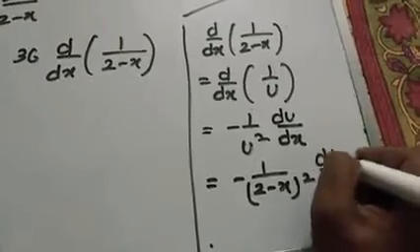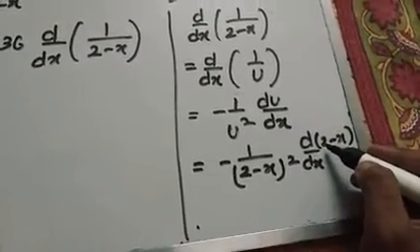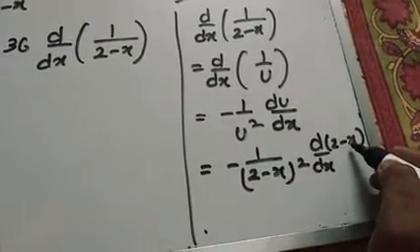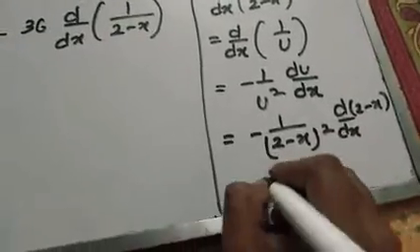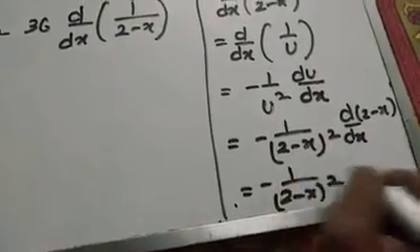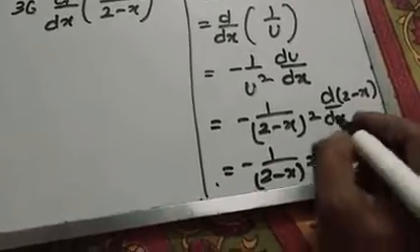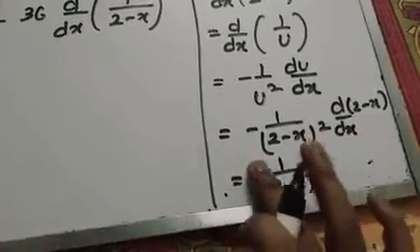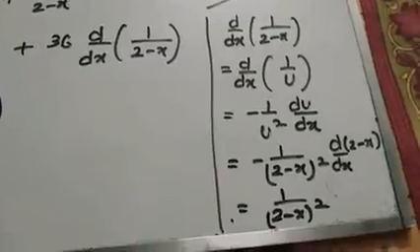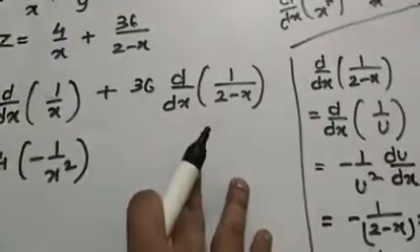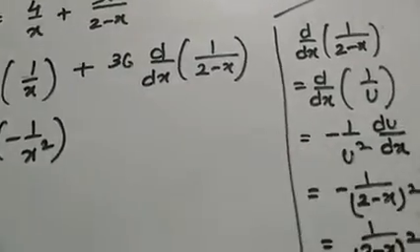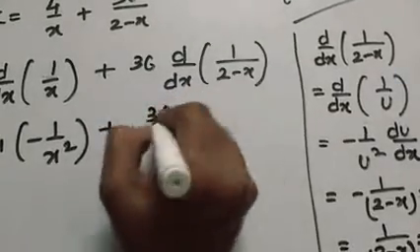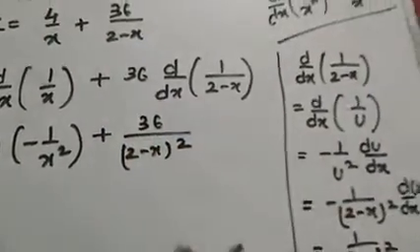Now putting the value of u, d/dx of what was the u? 2 minus x. 2 is a constant, its derivative is 0, and the derivative of x is 1. So finally 0 minus 1, that is minus 1. So we get minus 1 over 2 minus x whole square. Now minus minus plus, so the final answer will be this. This is the d/dx of 1 by 2 minus x. I have done it roughly; you can put it in the main question part also, or do it roughly. So finally d/dx of 1 by 2 minus x is 1 by 2 minus x whole square, and with the 36, 36 by 2 minus x whole square.